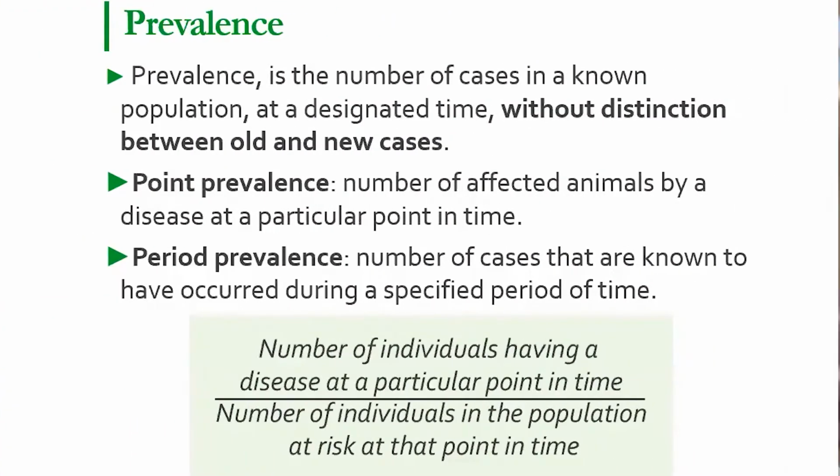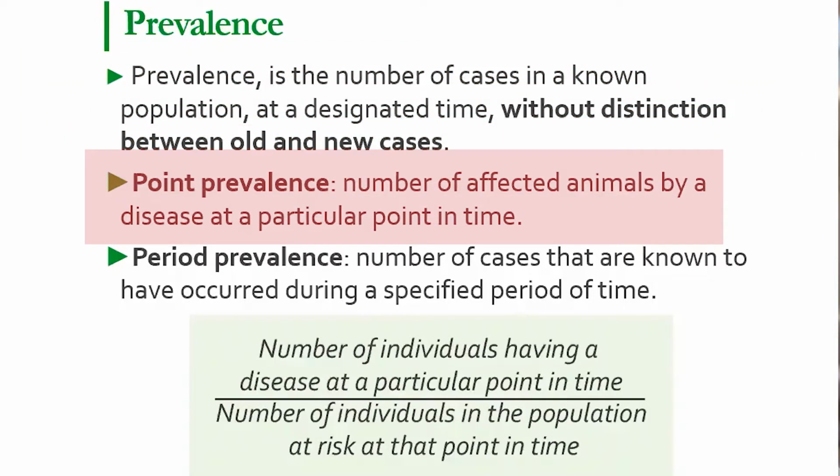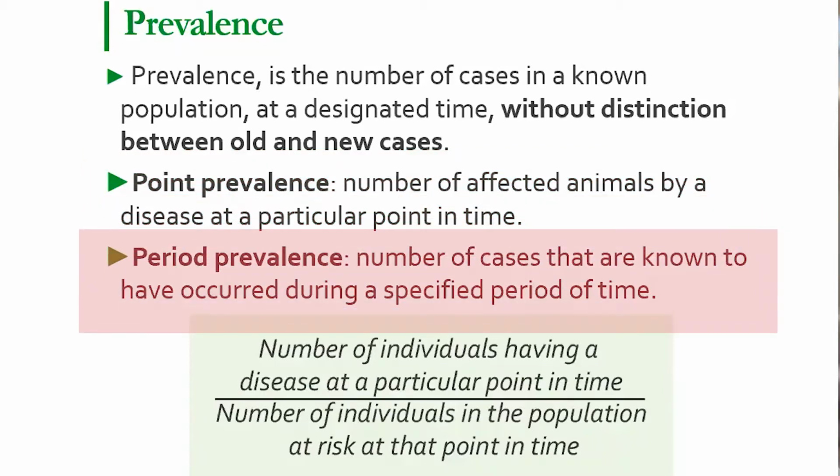The prevalence is the number of cases in a known population at a designated time, and takes into account the pre-existing and the new cases as well. So it does not make a distinction. In the numerator are included all cases, either old or new. The time frame of this could be a point prevalence or a period prevalence.